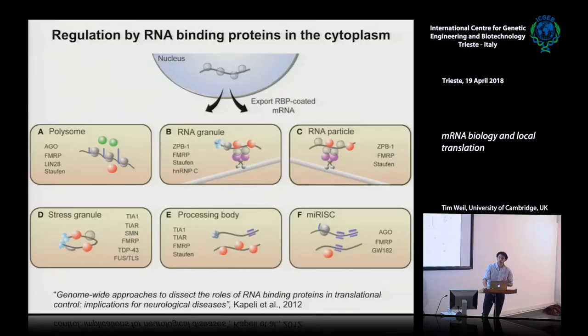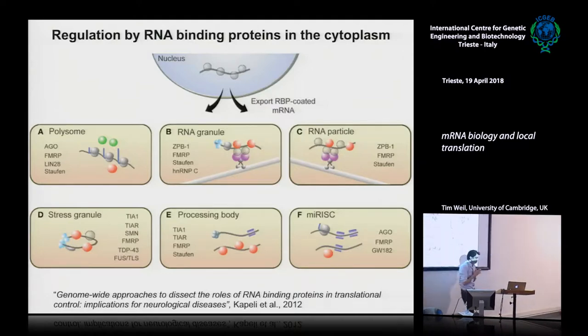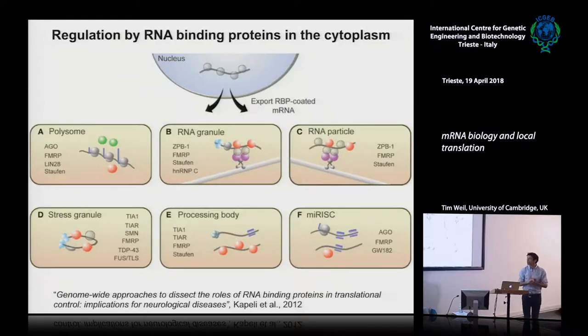And this regulation as we go through within the cytoplasm can involve many different types of RNA binding proteins. And we can form all types of different associations. So here's just a few of the examples. You can see the polysome, you can see the RNA granule, different types of particles. We'll talk a little bit more about processing bodies in a bit and stress granules, and these are two types of biomolecular condensate. So these are non-membrane-bound regions within the cytoplasm that are going to be enriched with certain proteins and certain RNA. We also see the RISC complex. We also have the microRNA pathway playing a role when we talk about what's happening within the cytoplasm.